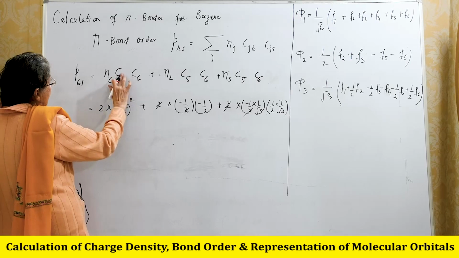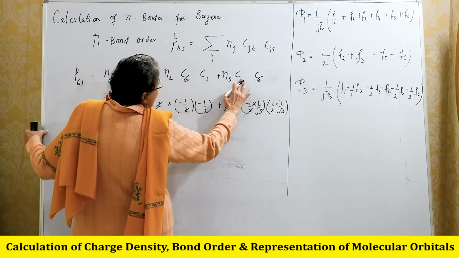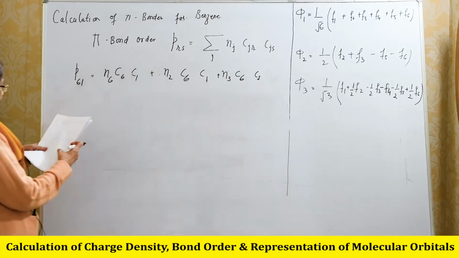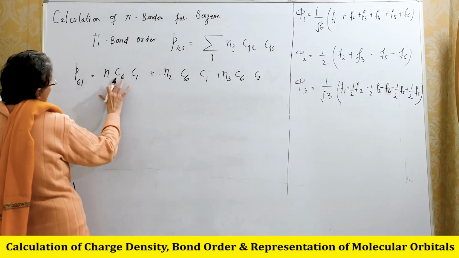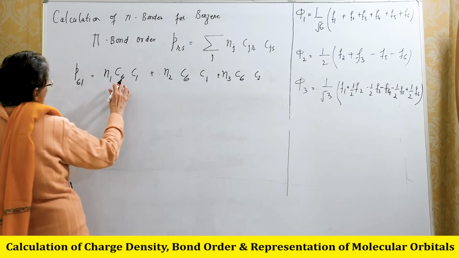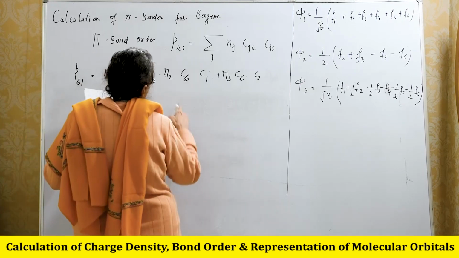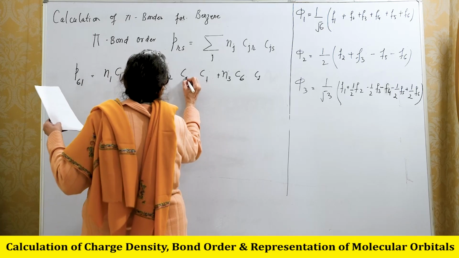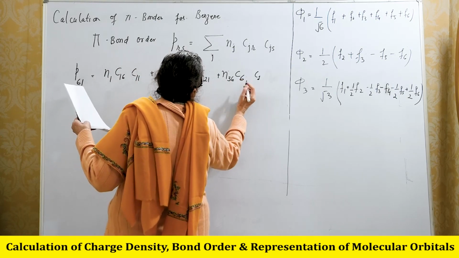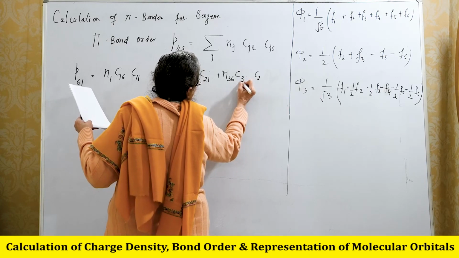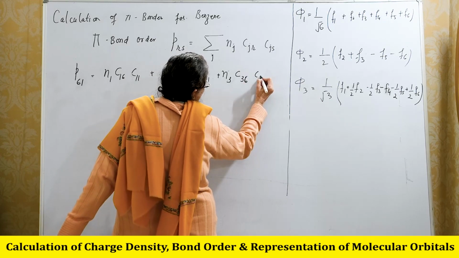N6, C6 C1, N2 C6 C1, N3 C6 and C1, N1. This will be 6-1, therefore this will be N1, and C16 and C11, and 2, therefore C26 and C21, C36 and C31.